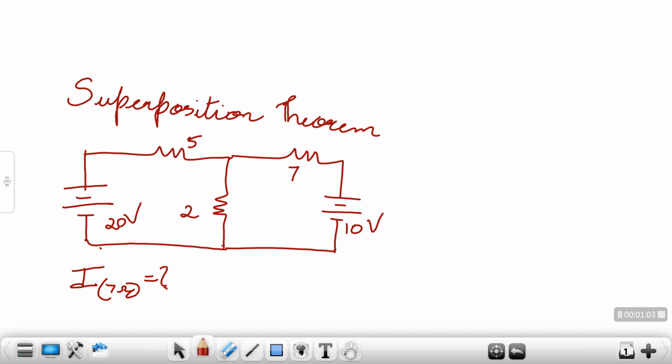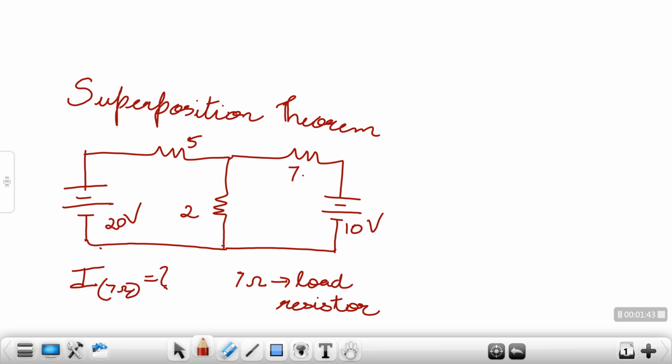Okay. Superposition theorem. This is a circuit. You are told to find the current in this resistor. Now, what is actually superposition theorem? If I have a look at this circuit, your job is to find the current in a 7 ohms resistor. So the 7 ohms resistor becomes your load resistor. Since the 7 ohms resistor becomes your load resistor, you are told to find the current in 7 ohms.